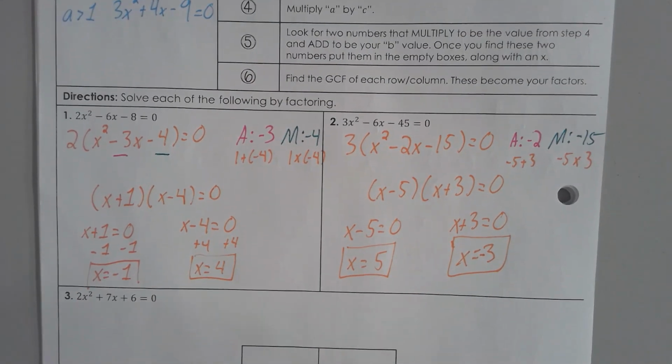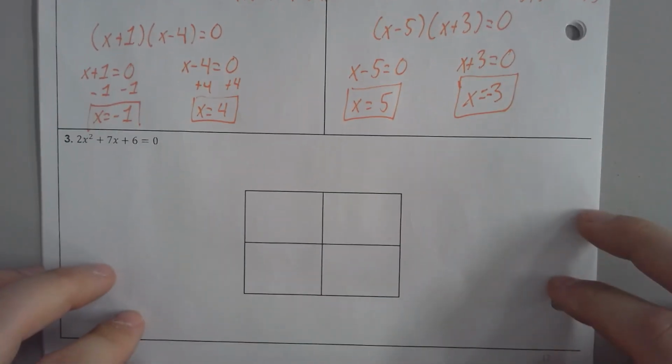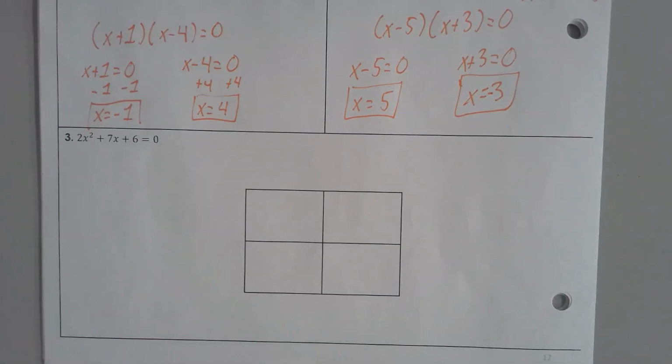Alright. Are you all good with 1 and 2? They're about to throw a curveball at us. So if we look at number 3, our first step, make sure it's set equal to 0. Check. Step 2, factor out a GCF.